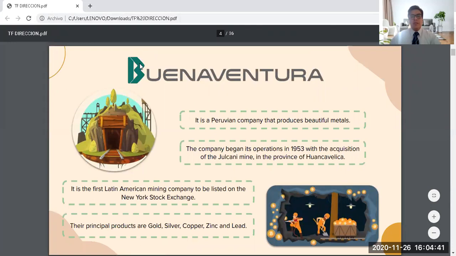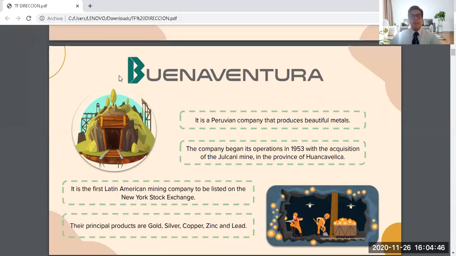So, to contextualize, we will mention 4 important data of the mining company. First of all, it is a Peruvian company that produces precious metals. Second, the company began its operations in 1953 with the acquisition of the Julcani mine in the province of Huancavelica. It is the first Latin American mining company to be listed on the New York Stock Exchange. Finally, their principal products are gold, silver, zinc, and lead.